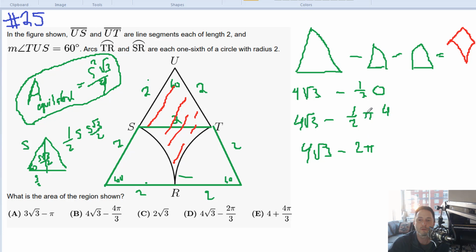Wait, we do have one mistake here. This should be 1/3. What am I doing? 1/3. 4/3 pi. Okay, so it should be 4 square roots of 3 minus 4/3 pi, or 4 pi over 3. And we are done.